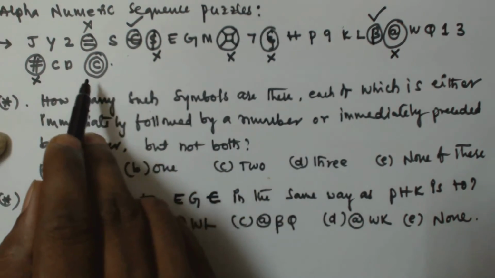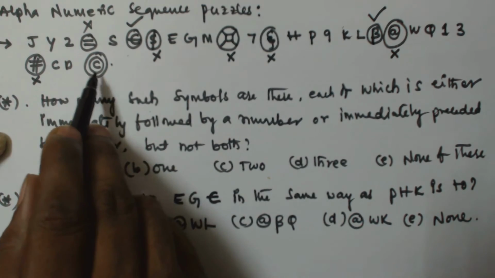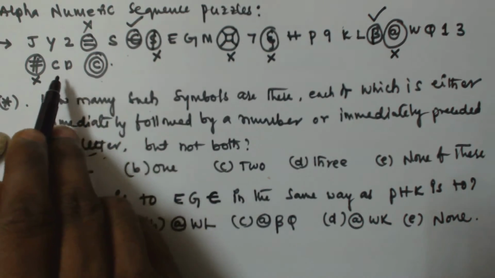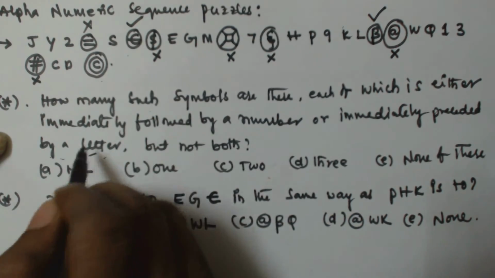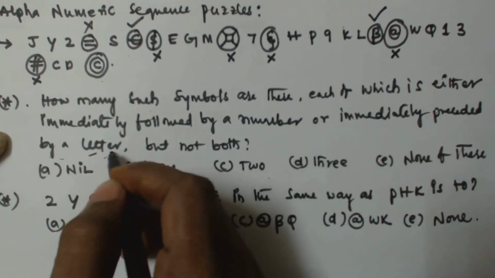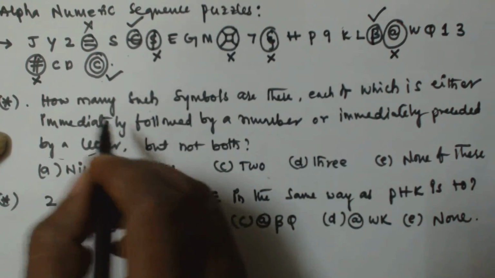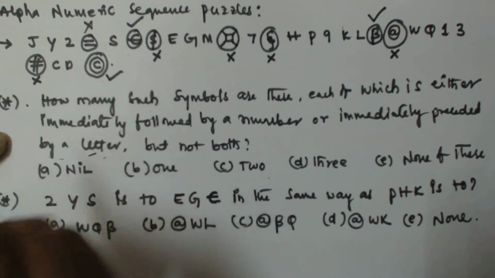And next one is, I mean, the copyright symbol. So this copyright symbol is preceded by a letter. Okay, it is satisfying only one condition, and that is preceded by a letter. So either it is preceded by a letter or it must be followed by a number. So it is preceded by a letter. So that's why I take this one.